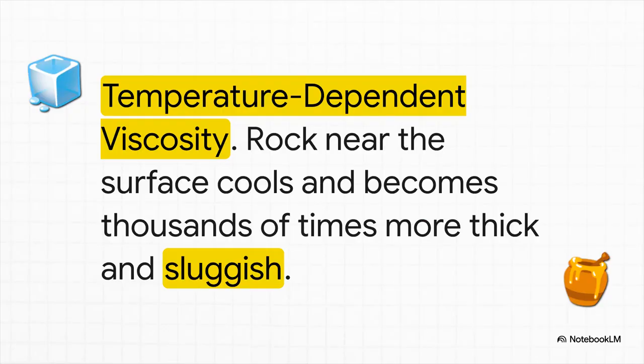Okay, next up, viscosity. The rock in the mantle isn't all the same consistency. As it gets closer to the surface, it cools down and becomes thousands of times thicker, more sluggish, more viscous. What this does is create a kind of semi-rigid lid on top of the churning fluid, and that is a crucial step if we want to understand how tectonic plates behave.